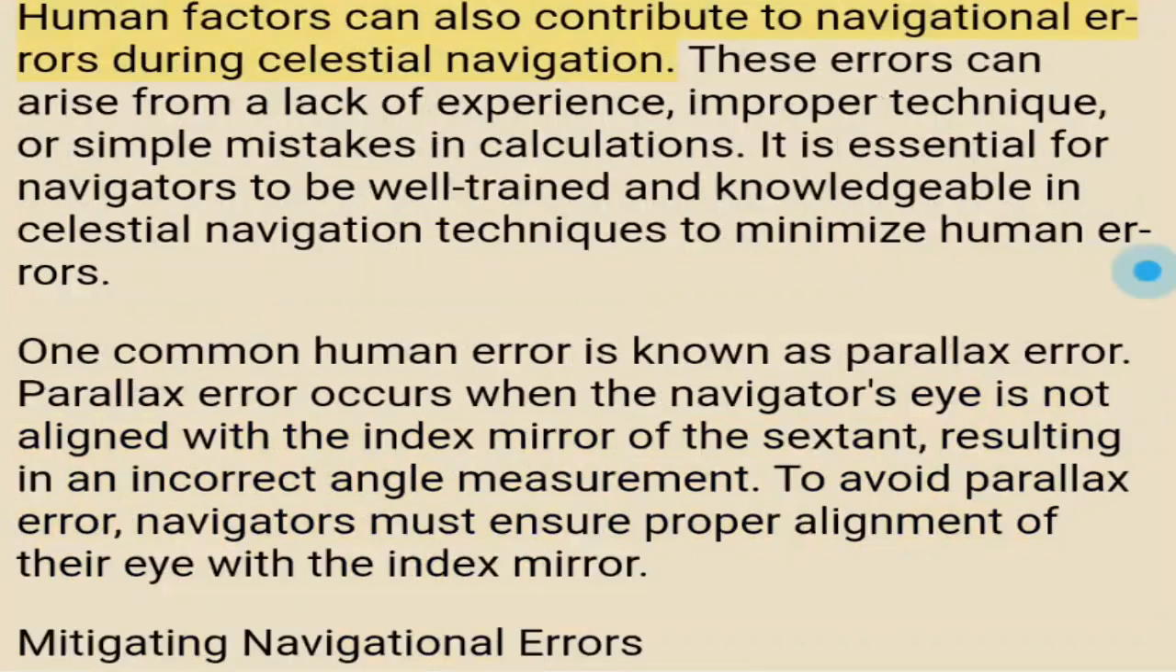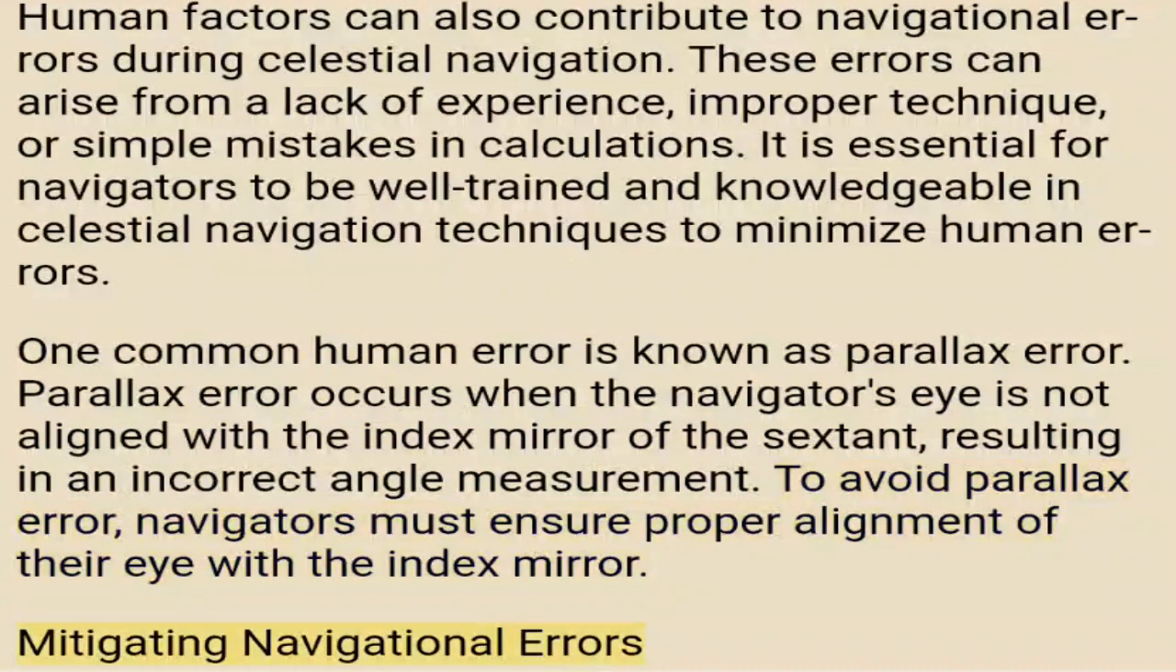Human factors can also contribute to navigational errors during celestial navigation. These errors can arise from a lack of experience, improper technique, or simple mistakes in calculations. It is essential for navigators to be well-trained and knowledgeable in celestial navigation techniques to minimize human errors. One common human error is known as parallax error. Parallax error occurs when the navigator's eye is not aligned with the index mirror of the sextant, resulting in an incorrect angle measurement. To avoid parallax error, navigators must ensure proper alignment of their eye with the index mirror.